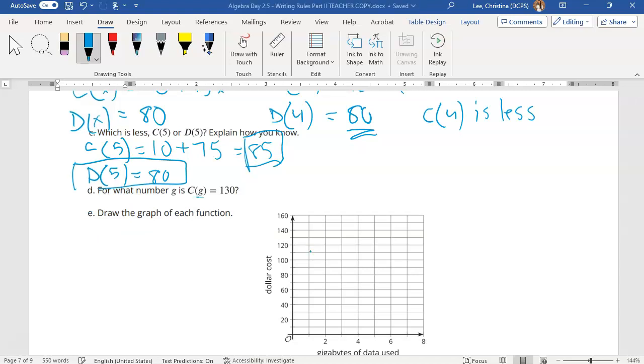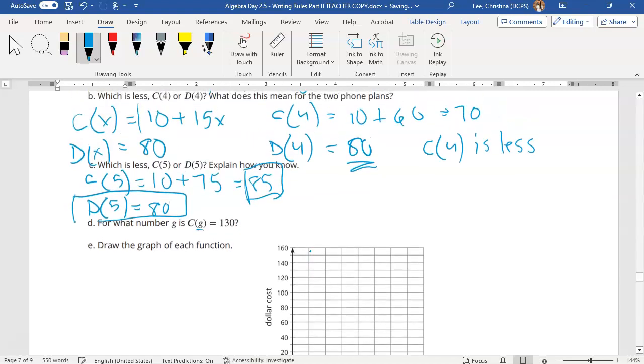All right, letter D says for what number G is C of G equal to 130? So instead of X, they use G for gigabytes. Again, I just like to use X because I think it's a little clearer. But for what number G is C of G equal to 130? So our equation is 10 plus 15G. And we want to see when will it equal 130.